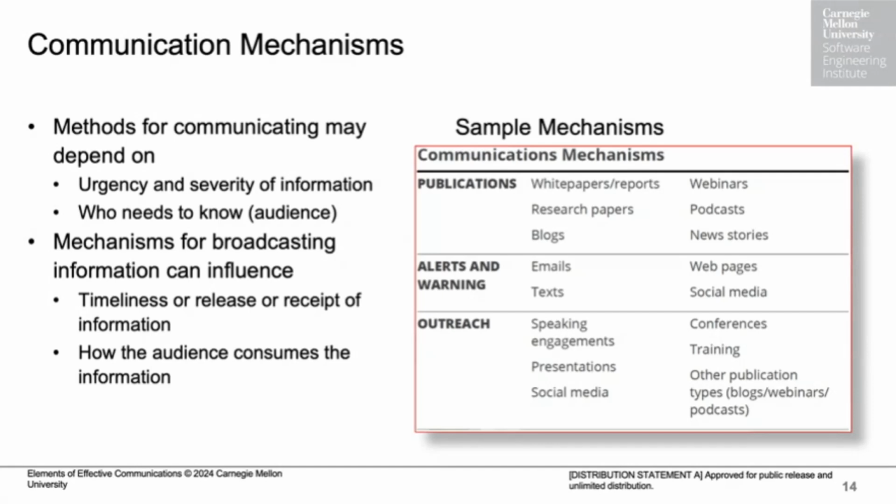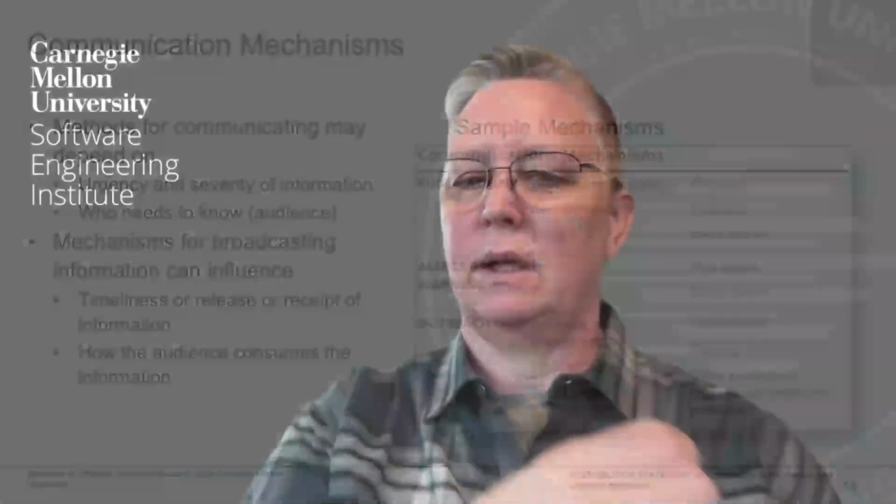Okay. The last bullet here is one of the important ones. How does the audience that you're trying to communicate with typically get information, or how do they consume information? Do they read news stories that are published on a web page somewhere? Do they really use social media more than anything else, right? So some of those things come into play as well.